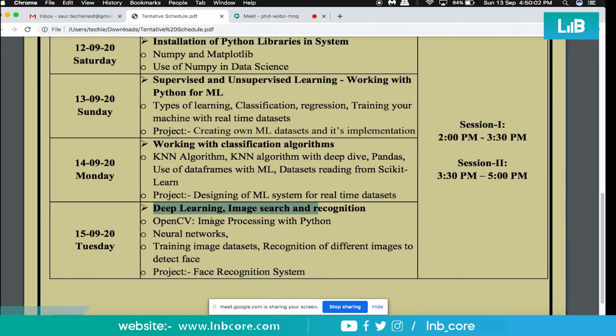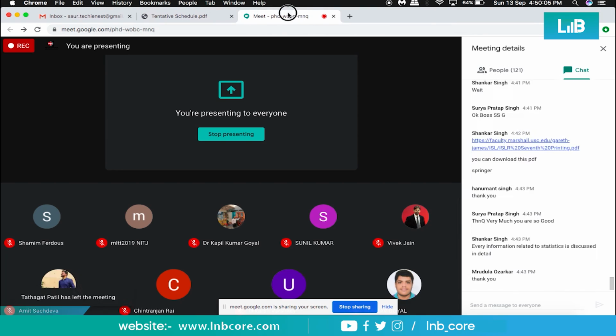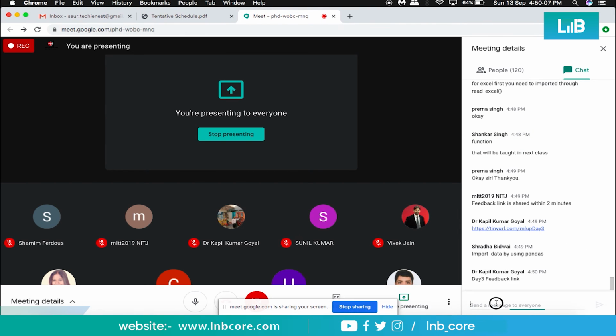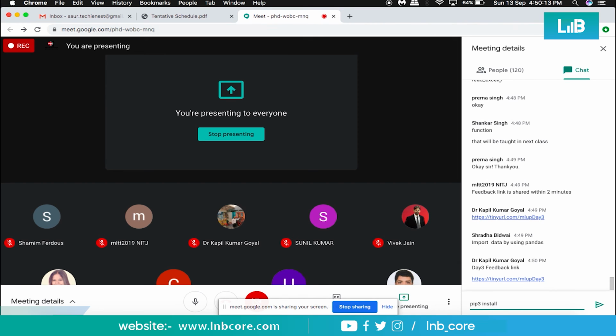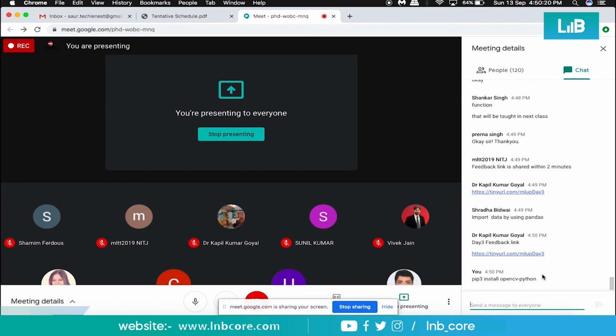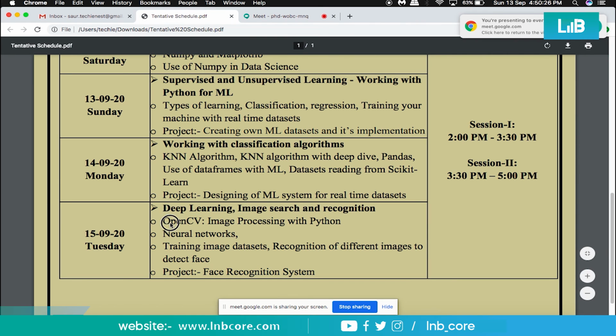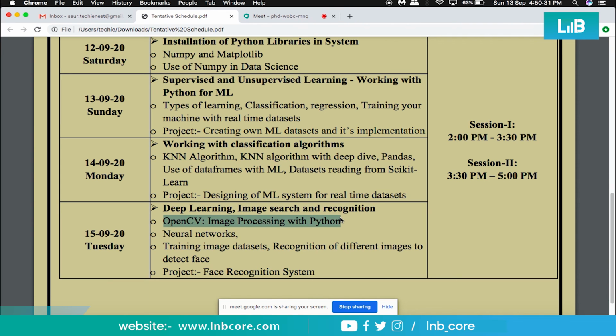The command for OpenCV would be, I'm writing it in the chat window, pip3 install opencv-python. This would be the command. Okay, and you can use this to install OpenCV, and this OpenCV will help us to deal with the camera, images, filters, like Snapchat is working, AR, VR is working, augmented reality, virtual reality, branding, recognitions.